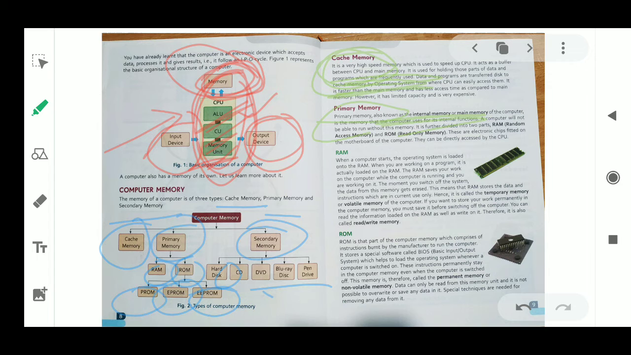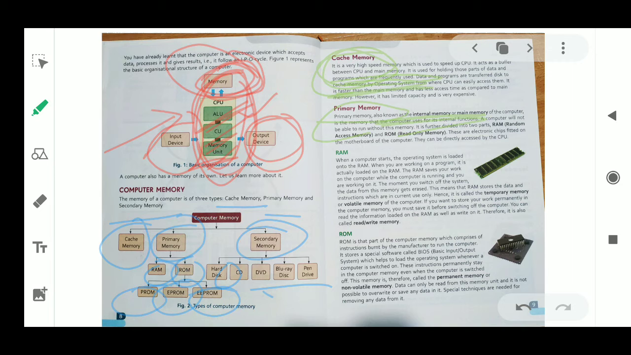Primary memory is again divided into two parts, that is RAM and ROM. RAM stands for random access memory and ROM stands for read only memory. These are electronic chips fitted on the motherboard of the computer. Where are these memories fitted? They are fitted on the motherboard of the computer. They can be directly accessed by the CPU.